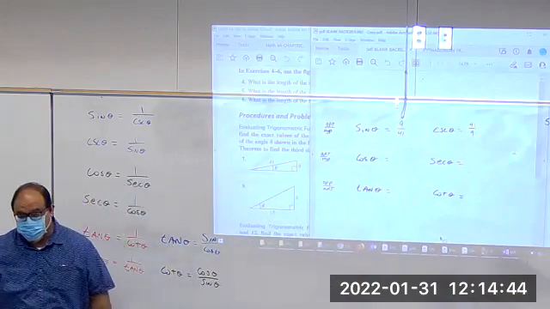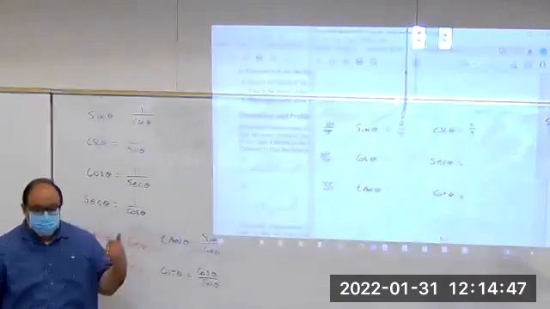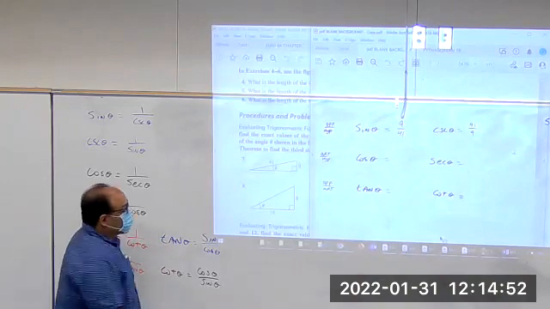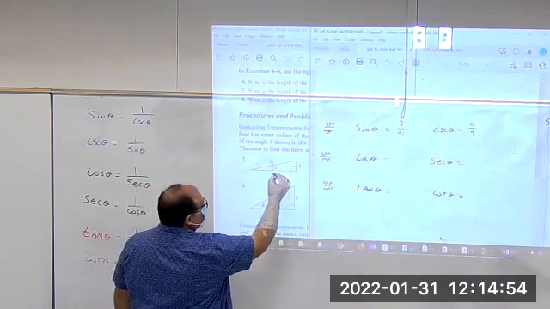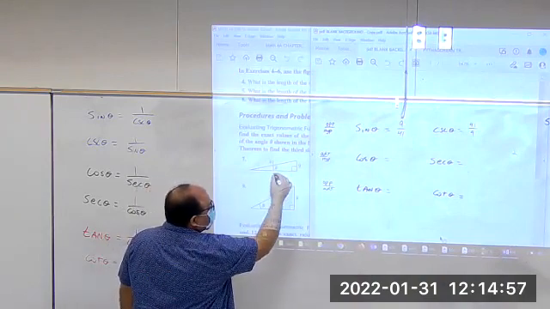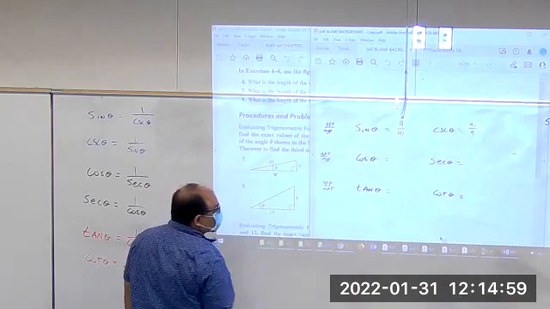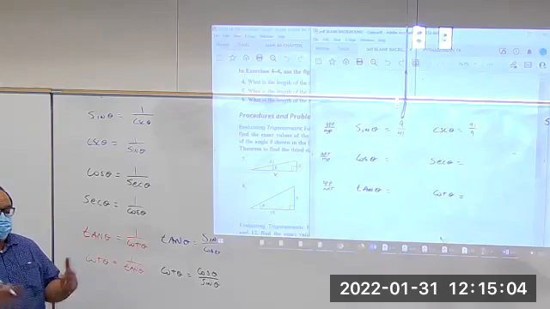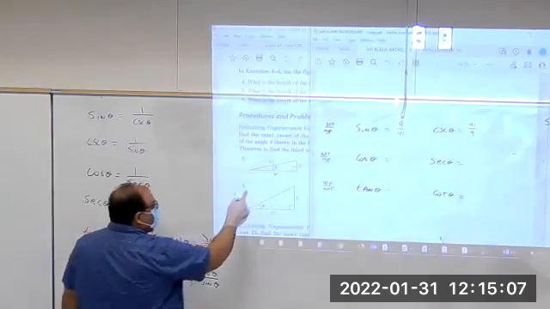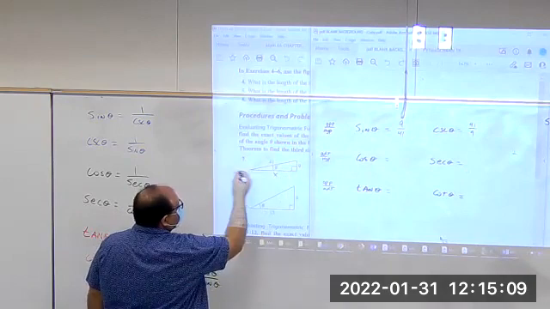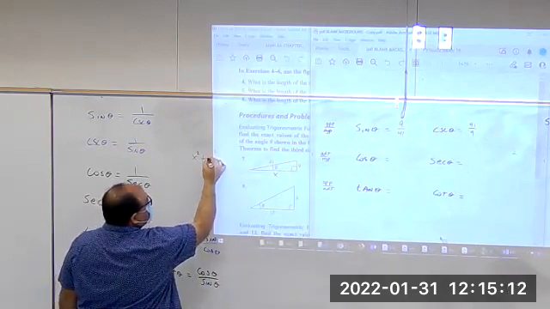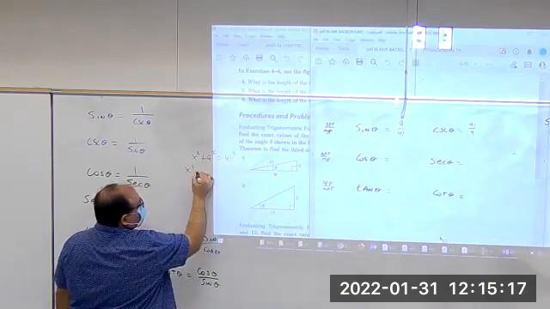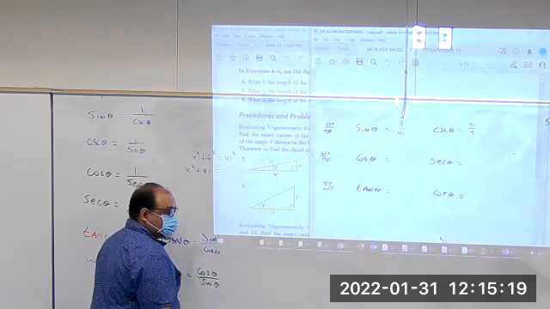But that's all I can do. For cosine, I need adjacent. And for tangent, I need opposite and adjacent. So let's just call this x. You can call it whatever you want. I usually call horizontals x's and verticals y's, because eventually we're going to transplant these onto an XY axis. And if you don't set this up right, that's where you mess up. x squared plus 9 squared equals 41 squared. So x squared plus 81 is equal to 1681.